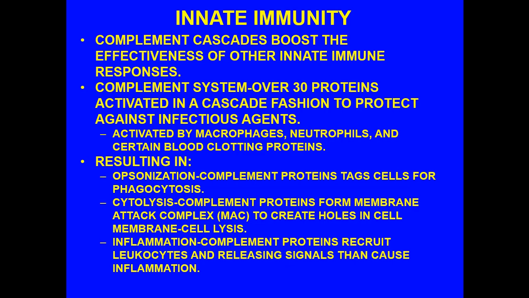Complement is a whole cascade, similar to what you learned in anatomy and physiology when it came to the clotting cascade. Basically, in these cascades, one protein activates another one that's inactive, and then that activates another inactive one, and then another. And so you've got what they call C1, C2, C3, C4, 5, 6, and it goes on and on. There are over 30 proteins activated in this cascade fashion to protect against infectious agents.